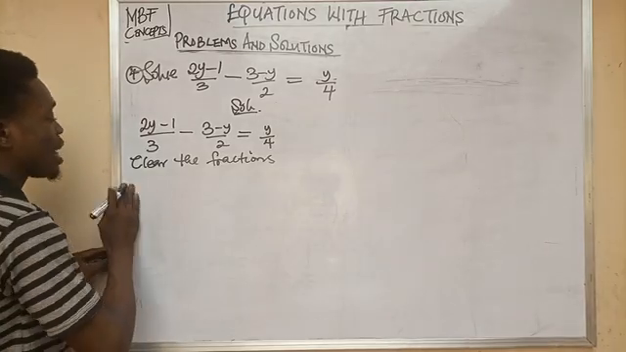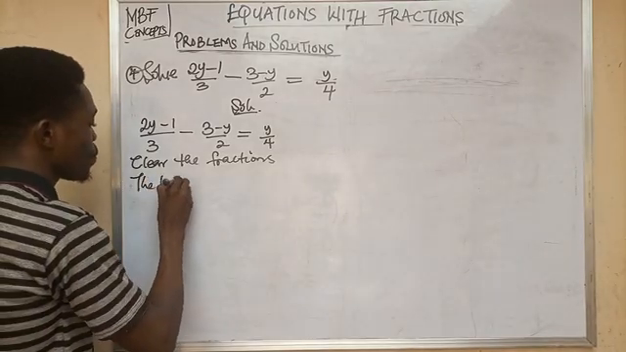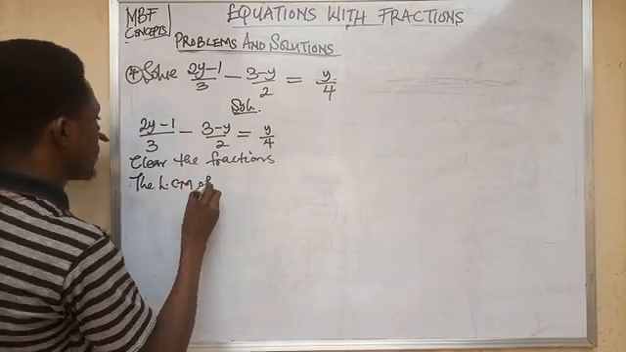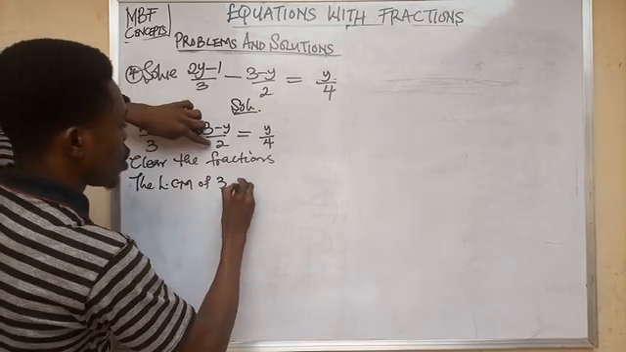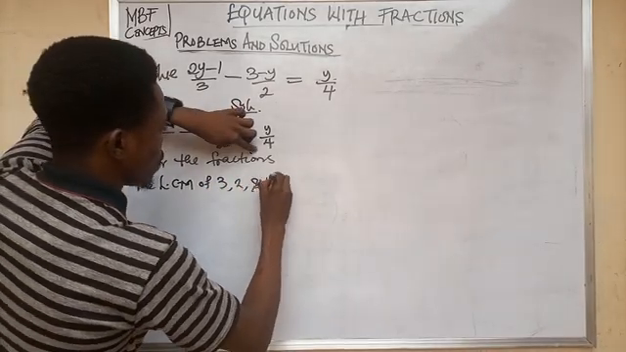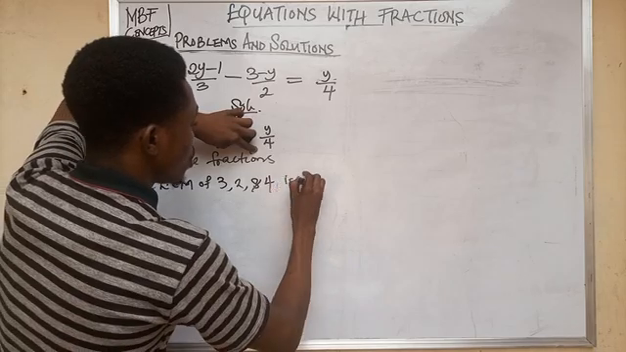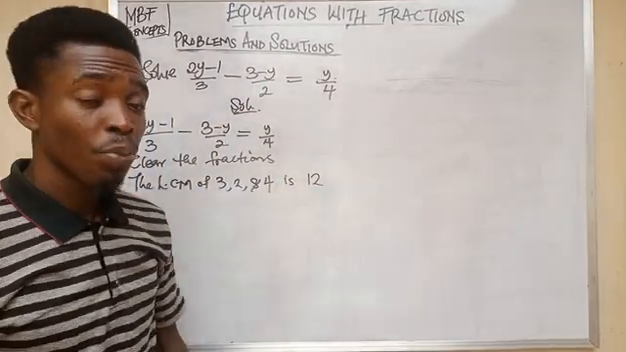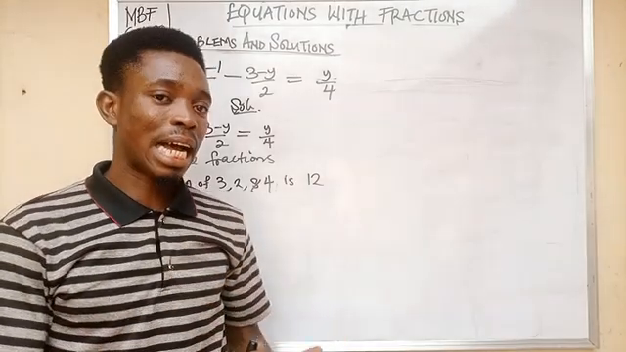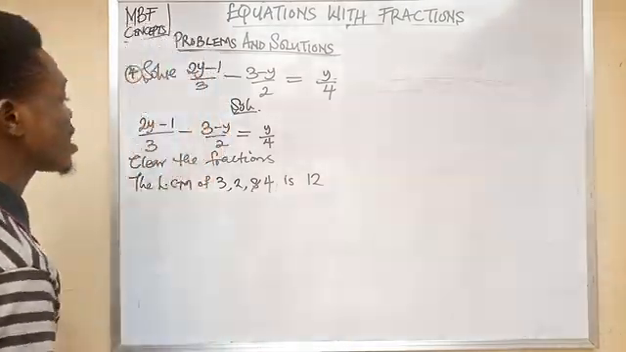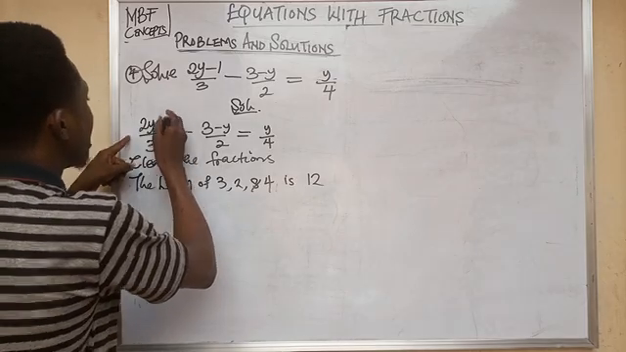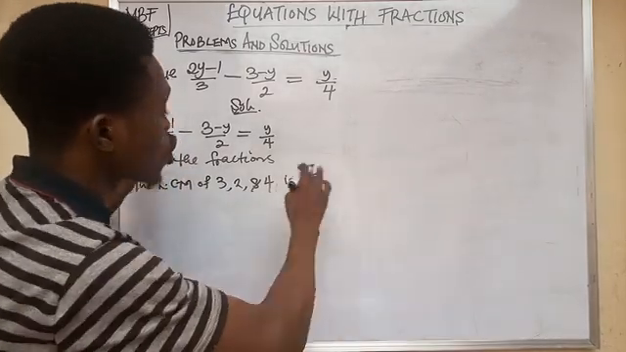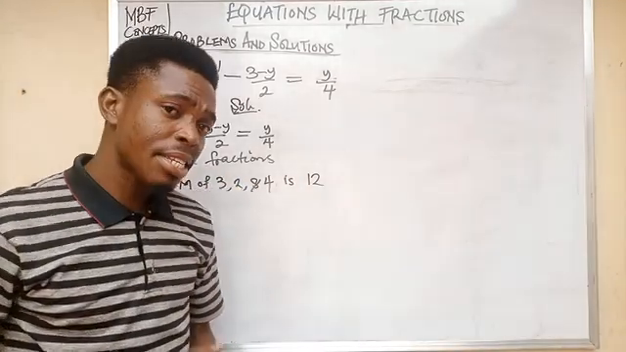Now, we therefore say the L.C.M of the first denominator here is 3, second is 2, and the last is 4 is 12, guys. L.C.M of 3, 2, and 4 is 12. You can get that by yourself. Now, the next thing we do is to multiply this whole equation with the L.C.M 12.